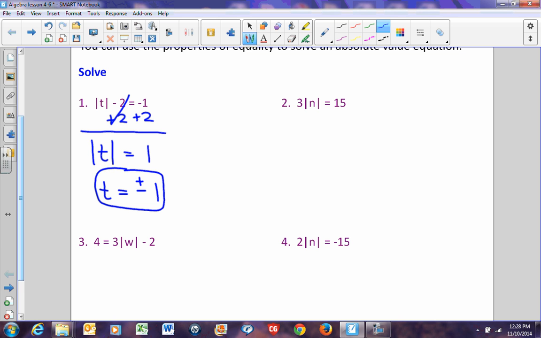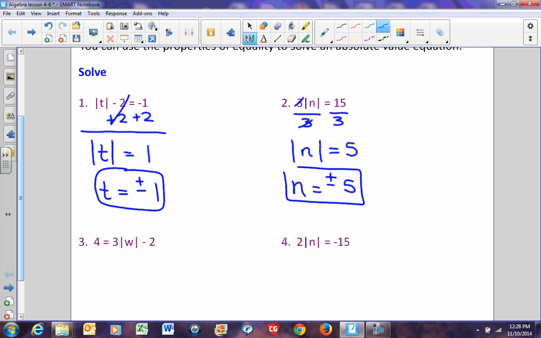If we look at number 2, the first thing we have to do here before we can even take the absolute value is get the absolute value of n all by itself. Since it's multiplied by 3, we will divide by 3. These two 3's cancel out, leaving me with the absolute value of n equals 5. What number can I put in the absolute value symbol that when I take the absolute value of it becomes 5? Well, positive 5 and negative 5, when you take the absolute value, both equal 5.